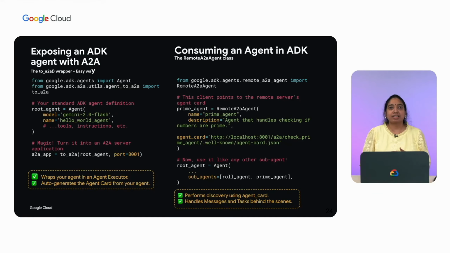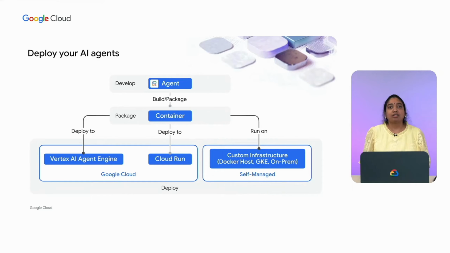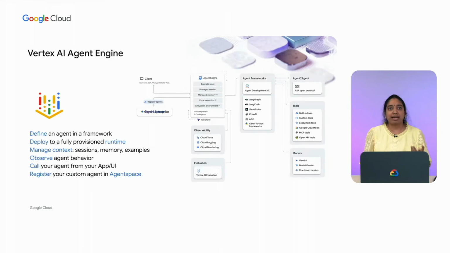To expose your agent, simply wrap your standard ADK definitions in the A2A function. This one step automatically configures the executor and generates the agent card from your existing details, making the process practically magic. To consume a remote agent, simply use the remote A2A agent class and point it to the agent card URL. The ADK handles all the communication logic, allowing you to use it in your sub-agents list exactly like a local agent. So you can deploy your ADK agent to Cloud Run or anywhere else, including GKE or Docker, anything.